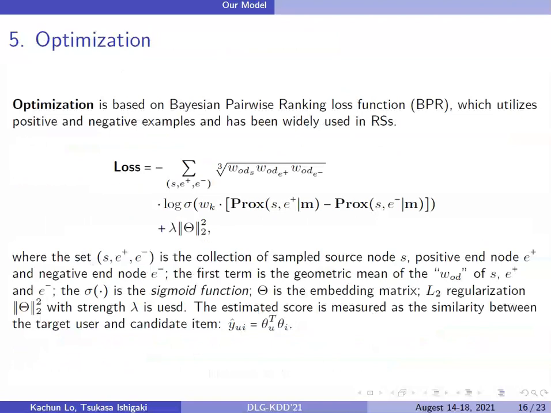The optimization is based on a Bayesian pairwise ranking loss function, BPR, which is a very popular loss function in recommender systems. It utilizes positive and negative examples to make the training process more effective and more efficient.